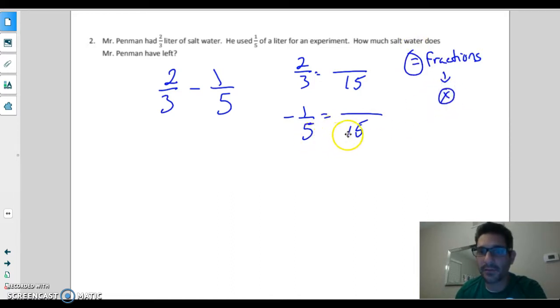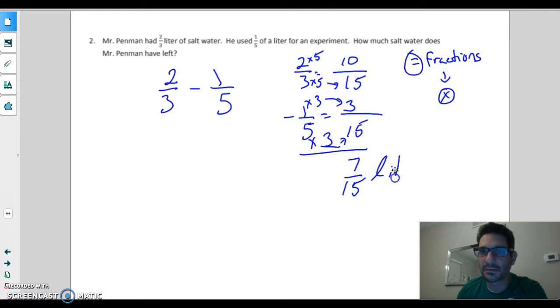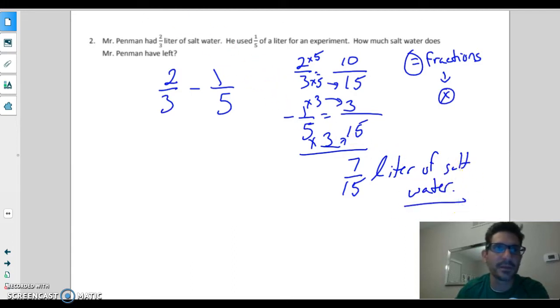So I ask myself, 5 times what equals 15? Well, that's 3. If I do it to the denominator, I have to do it to the numerator, and that's 3. So then I go 3 times what is 15? 5. If I multiply the denominator by 5, I have to multiply the numerator by 5 too, and that gives me 10. So when I subtract 10 minus 3, I get 7/15 liters of salt water. That's it.